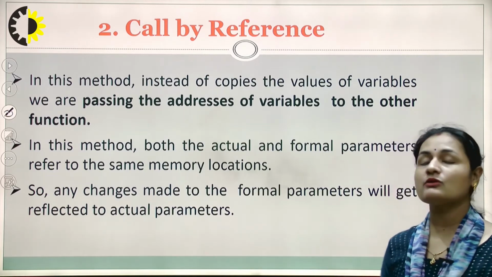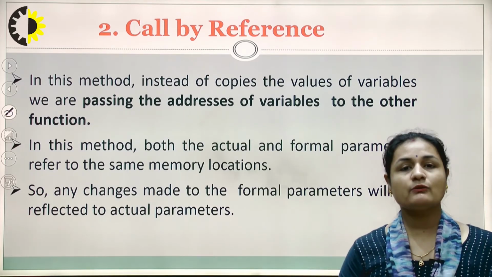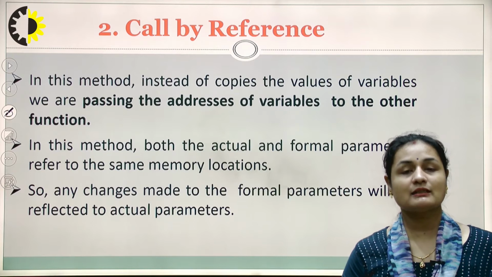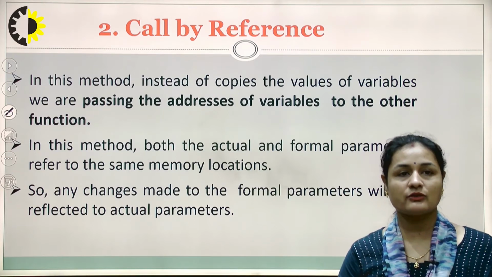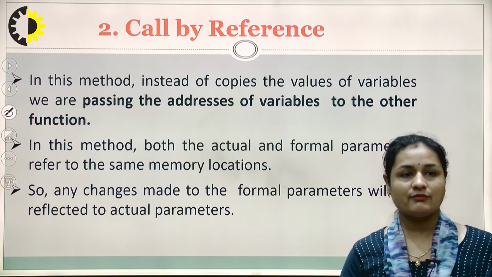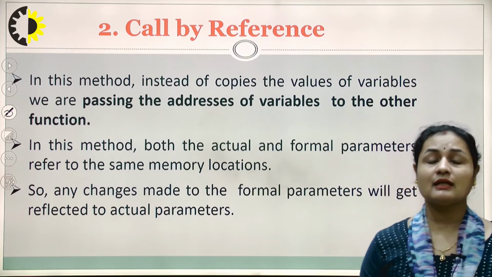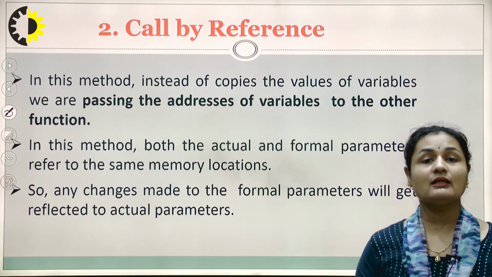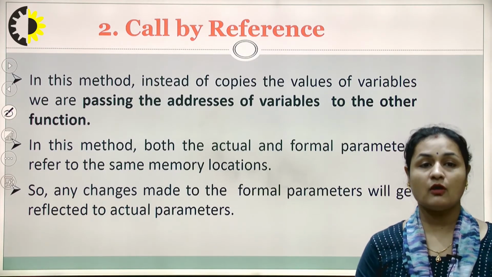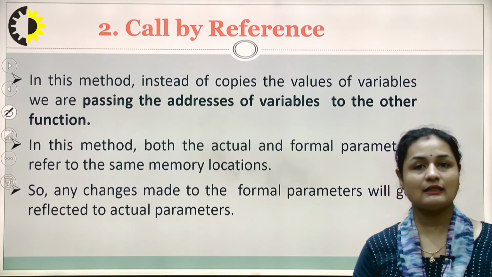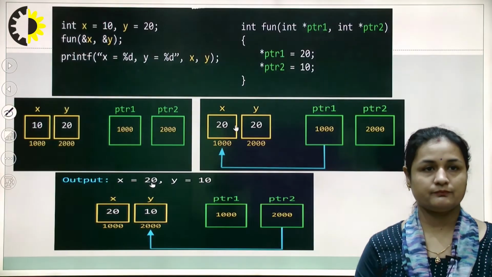Here we don't use different memory locations, we use a single memory location, or we can say that we use the same memory location for the call by reference method. So it is obvious that when we use the same memory location, then the changes made in the formal parameter will also reflect in the actual parameter.